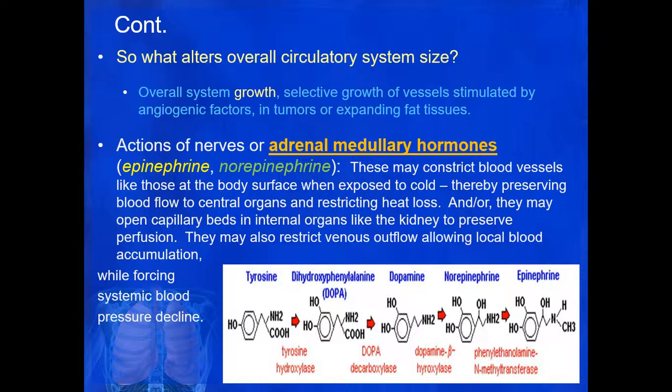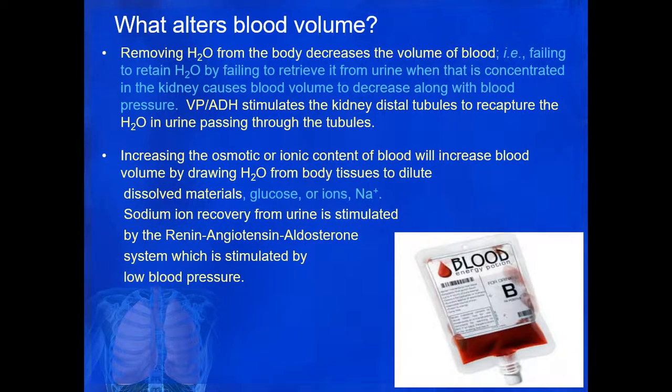Here you see the different hormones that are produced by the adrenal medulla. We have tyrosine, dopa, dopamine, norepinephrine, and epinephrine. So what alters blood volume? Removing water from the blood decreases the volume of blood. Failing to retain water, by failing to retrieve it from the urine when that is concentrated in the kidney, causes blood volume to decrease along with blood pressure.